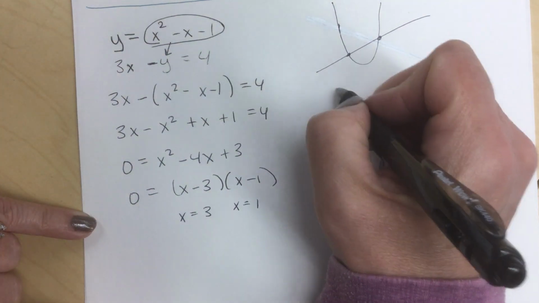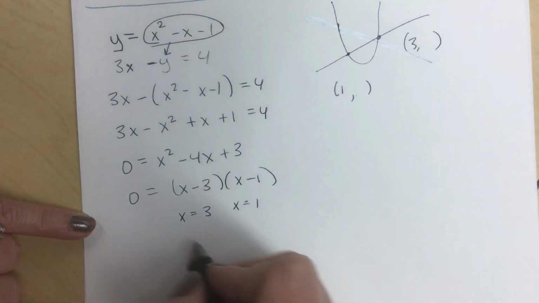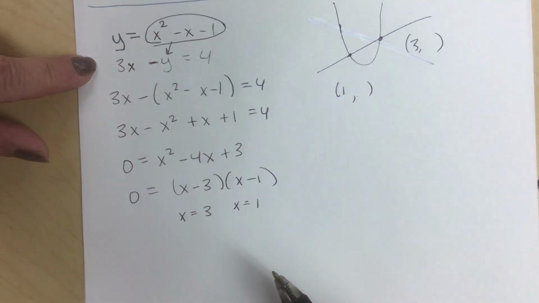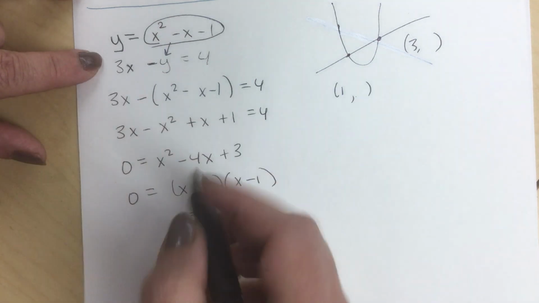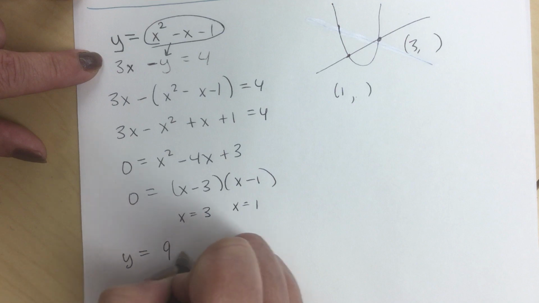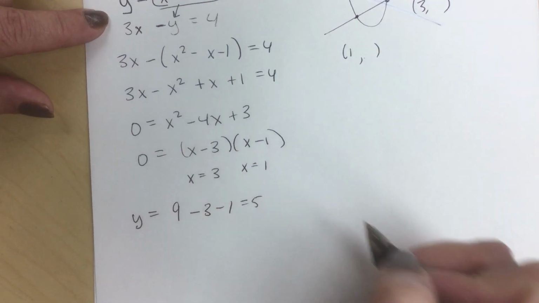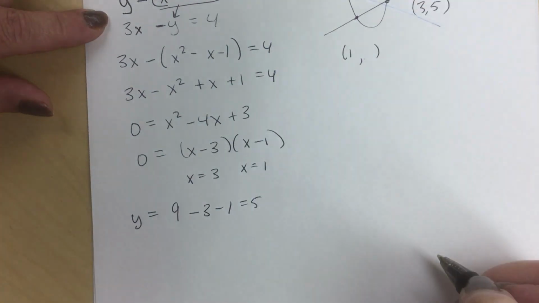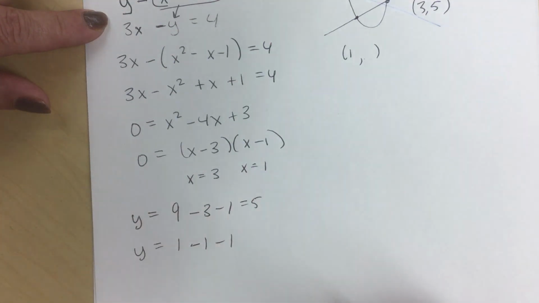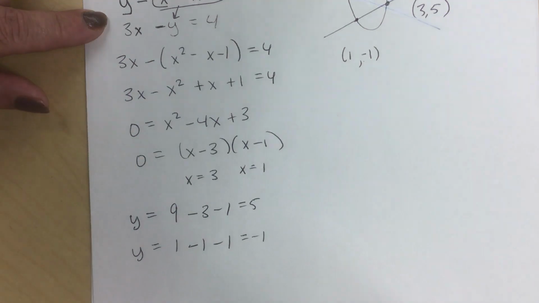So I know that this is going to happen at 1 something, and this is going to happen at 3 something. To figure out the y values, you've got to go plug it back up into one of your original equations. It doesn't matter which one. So if I plug it into y equals x squared minus x minus 1, if I start with my 3, that would be 9 minus 3 minus 1. So 9 minus 4 is 5. So the 3 gave me the 5. If I plug in 1, then y is equal to 1 minus 1 minus 1. So that would be negative 1. So this happens at 1, negative 1.